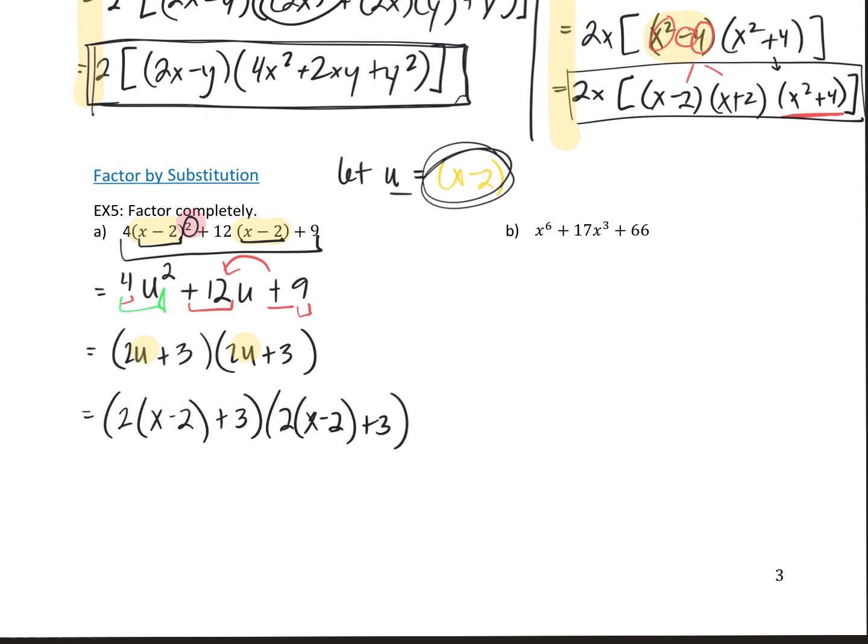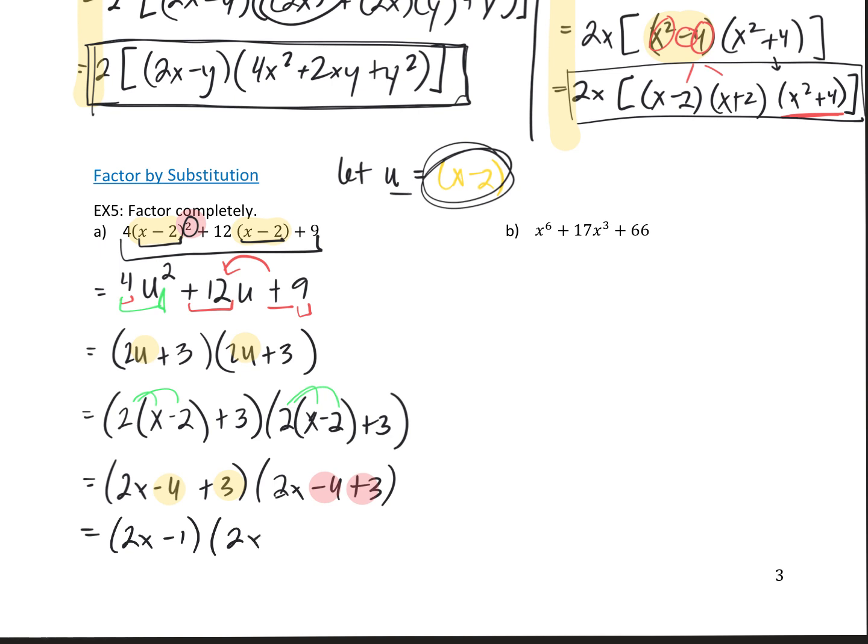Okay, and lastly, I'm going to simplify this by multiplying out that 2. So it's going to be 2x minus 4 plus 3 times 2x minus 4 again plus 3. Adding like terms. The only like terms we have inside of each one are the numbers. We can't add through the parentheses, we can only add what's inside. Okay, and we are done. Go ahead, box your answers. Again, make sure your equal signs are in a nice line.